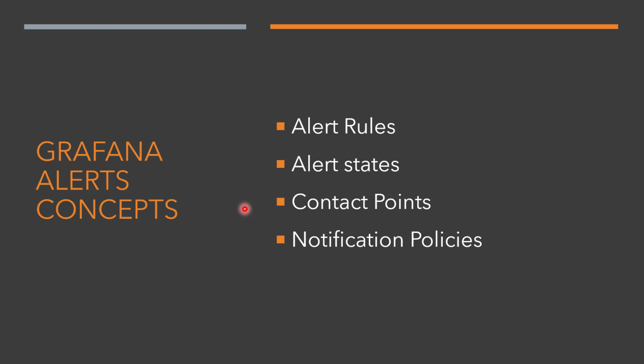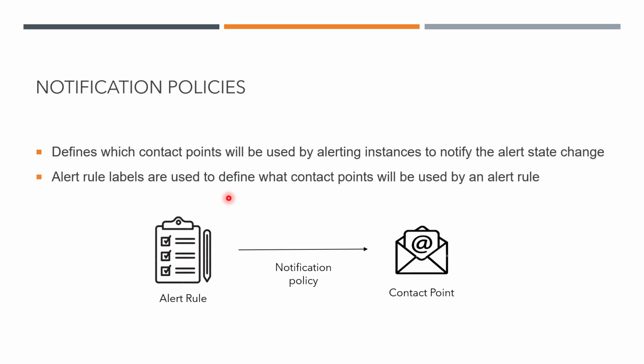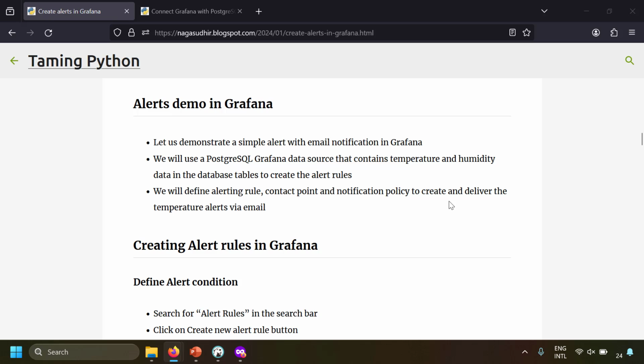So these were the concepts which are required to understand the alerts in Grafana: alert rules, alert states, contact points, and notification policies. Alright, enough of theory, let's try to do the real demo in Grafana. So my Grafana is already up and running in my local host. Let's try to open Grafana.